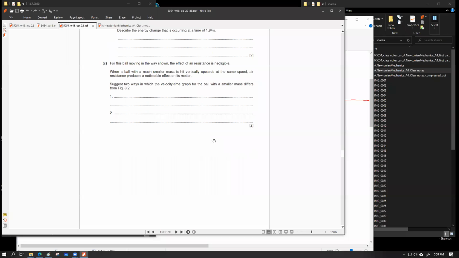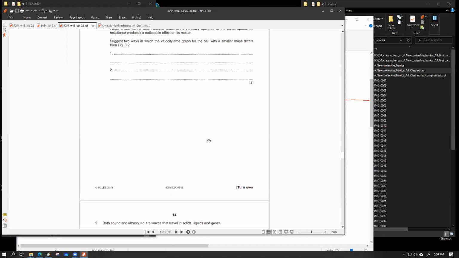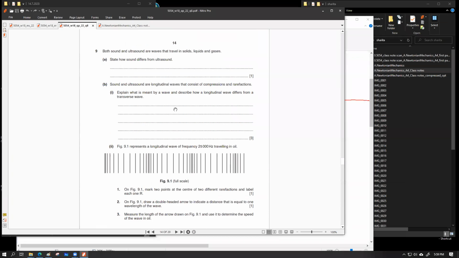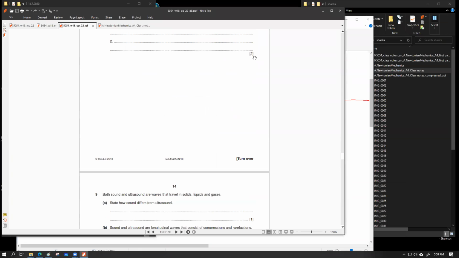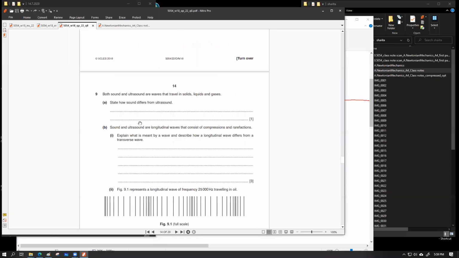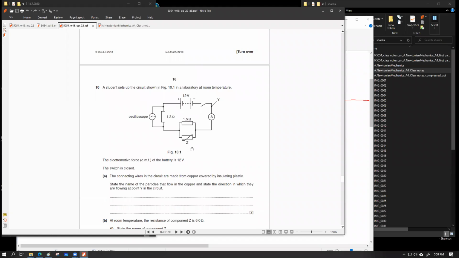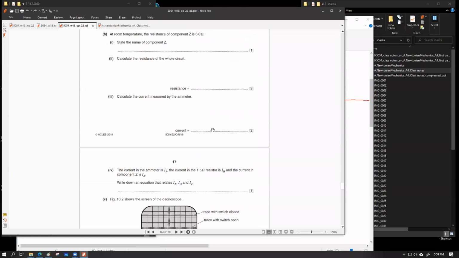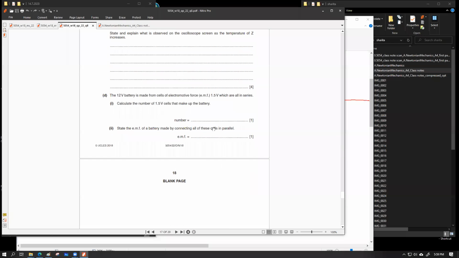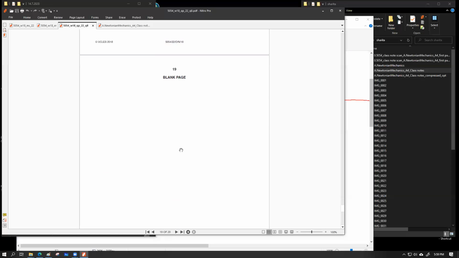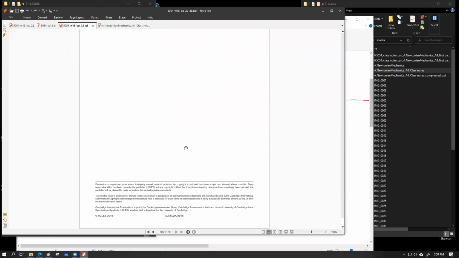So here comes question number 8, which finishes up over here, and then comes question number 9. So up till this mark, we have a total of 15 marks. Then question number 9 goes all the way up over here and finishes over here, and then question number 10 goes all the way up over here, and then there are some blank pages over here. Why do they have blank pages?